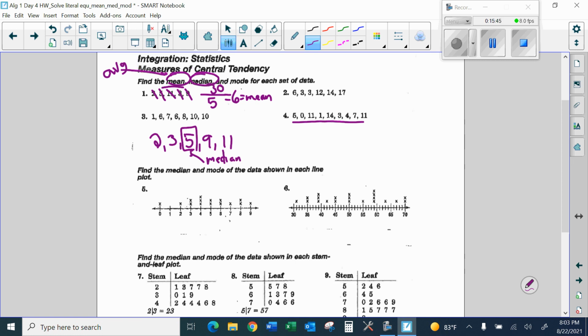Some teachers, if it's a smaller number like that, they say, okay, just cross out one at a time from each end. And then you're left with a 5 right there. Okay.